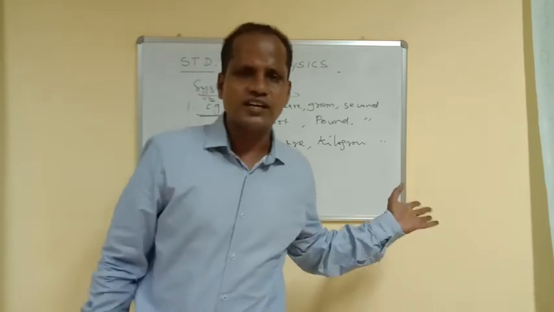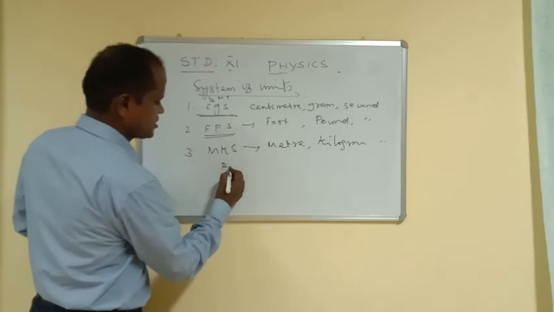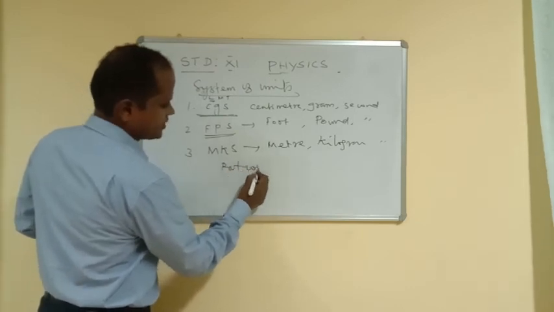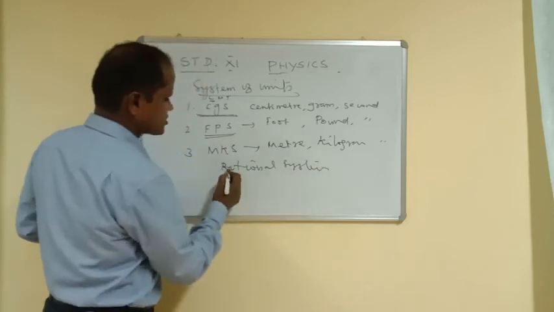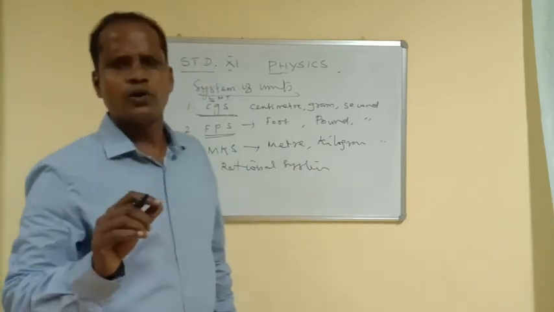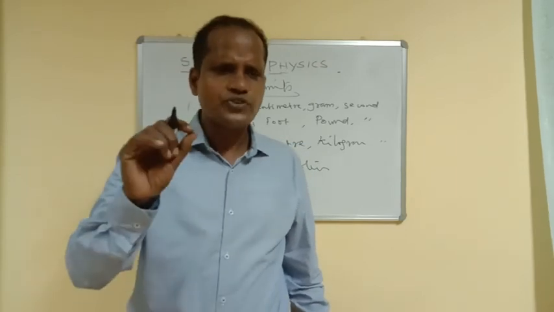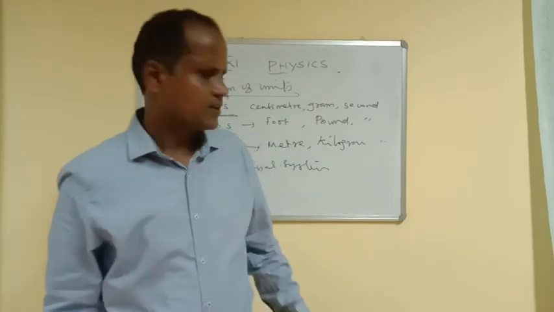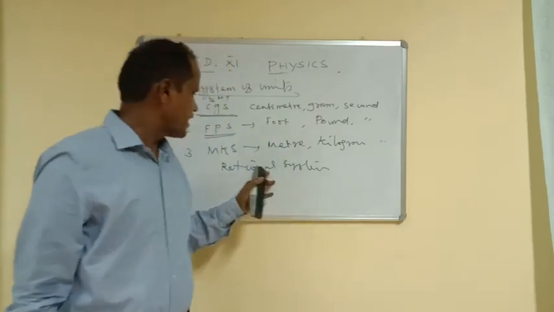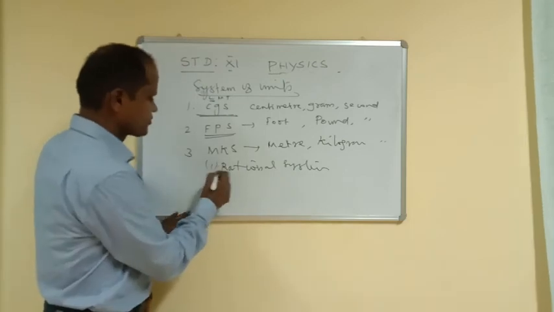One is that this is a rational system of units. Why are we preferring this one? What do you mean by a rational system of units? It has one unit for one physical quantity. That is the specialty of this MKS system. This is a rational system of units.